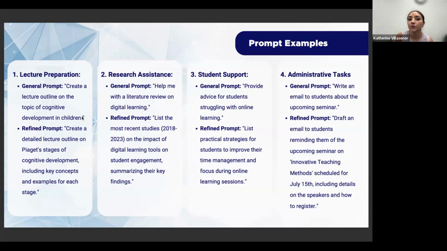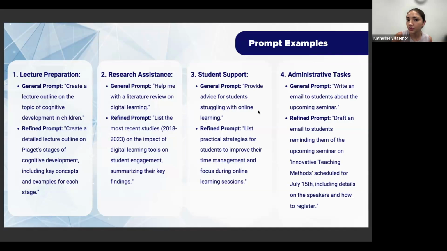Second one is, for example, in research assistance, you can start with, help me with a literature review on digital learning, or you can specify from what years you want to look at those research papers, that you want to focus on the impact of digital learning tools on student engagement, and you also want to add a summary of those key findings. So make the information very digestible, make it relevant from new sources and not just sources that might not be relevant anymore. There's a lot of specificity there.